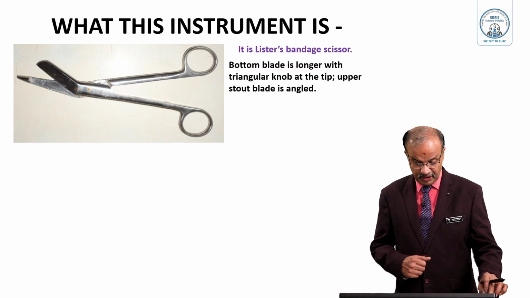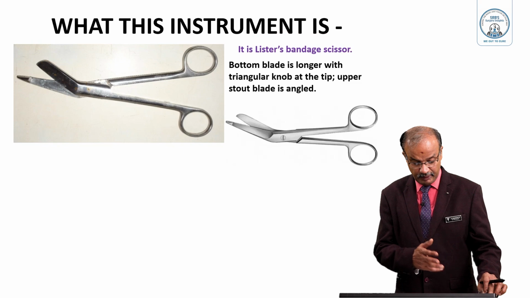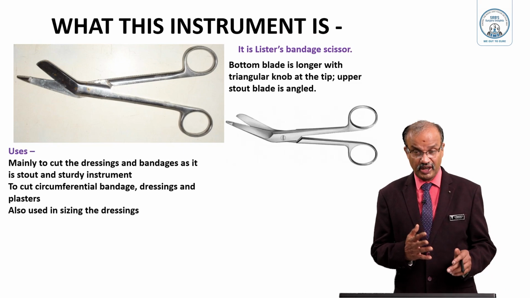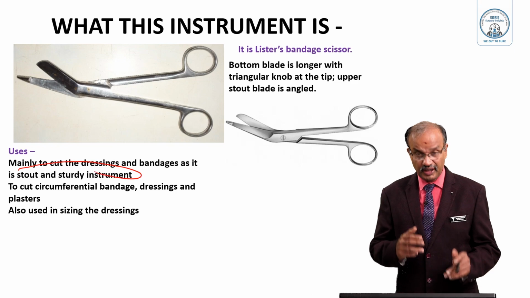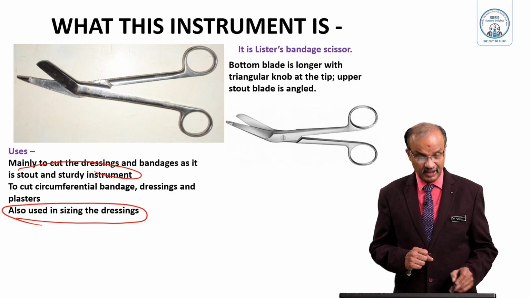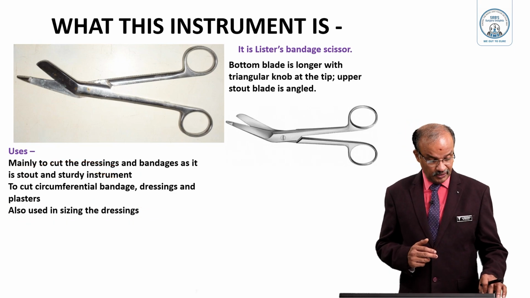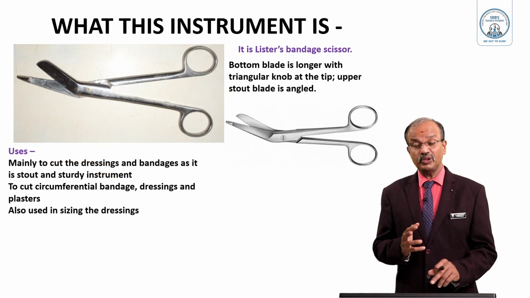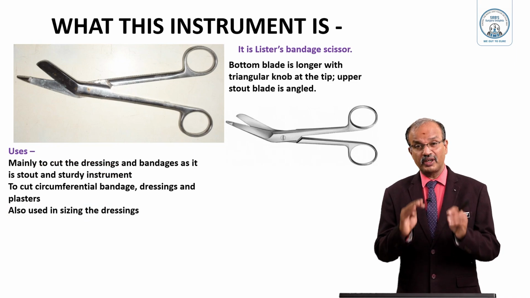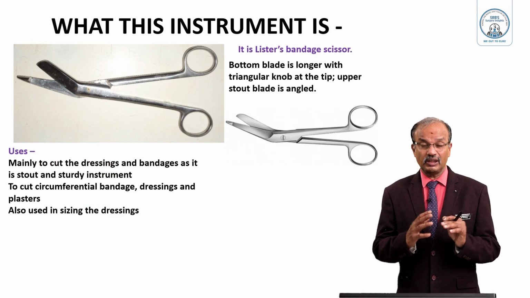So I already told the features. It looks exactly the same. Mainly used to cut the dressing and bandages, it is stout and sturdy. Remember, stout and sturdy, it has got upper and lower blade. Circumferential bandage to cut dressings, plasters, and you should also size the dressing in the OT side room. So that is the usual use, very commonly used, but we don't know the name. Many times we don't remember the name. That's why I put this one to understand, because it is a very common scissor which we use.